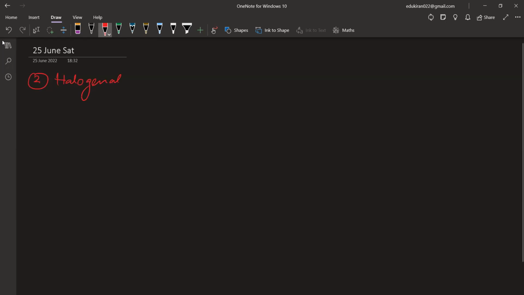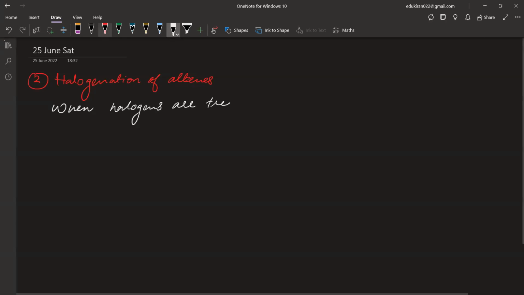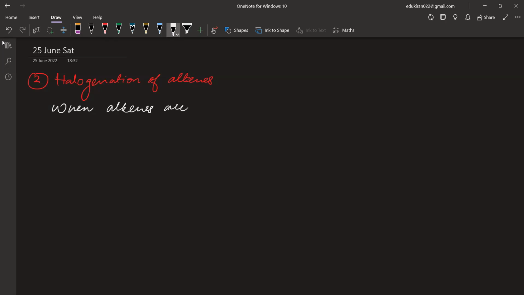Halogenation of alkenes. Now in halogenation of alkenes, please write this: when alkenes are treated with halogens, they form vicinal dihalide.